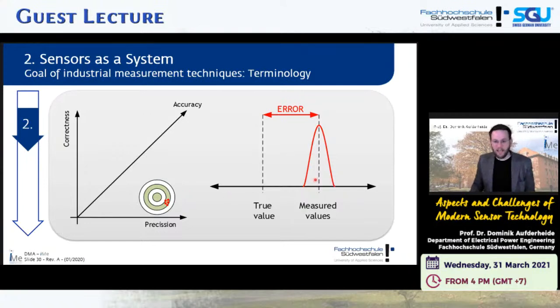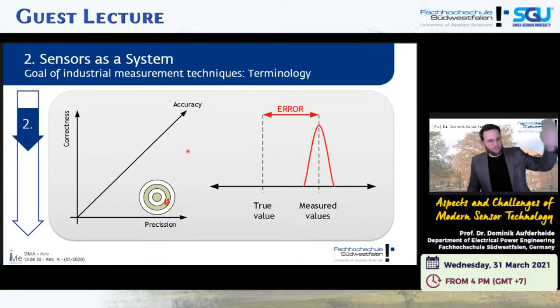So we say, when it comes to the sensor, we have a certain error, a certain offset or bias, as we call it, where the measured values are lying. But the variation, the distribution, is very small. We are almost hitting the same spot.